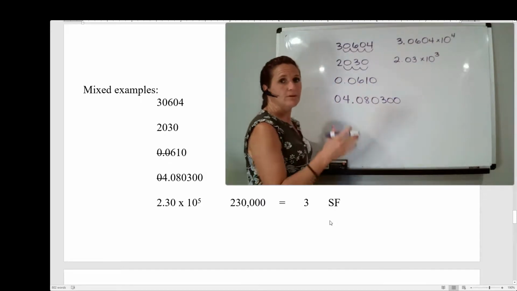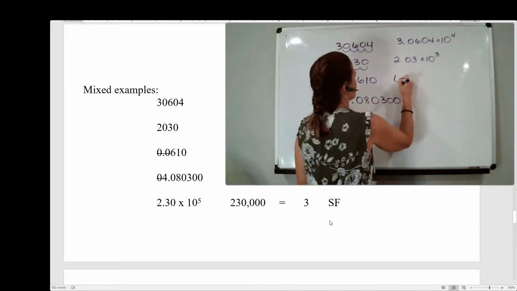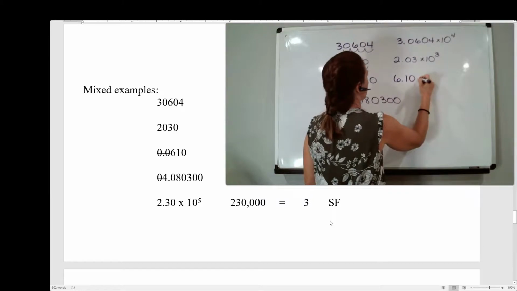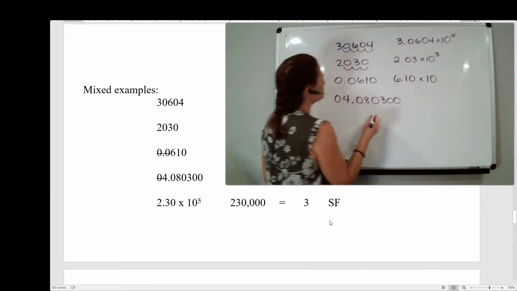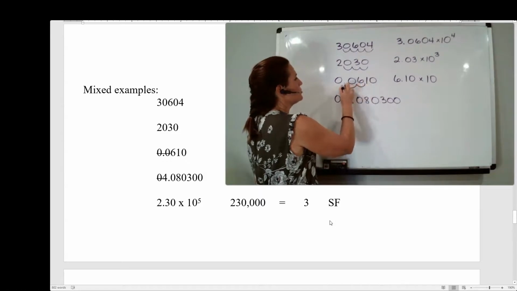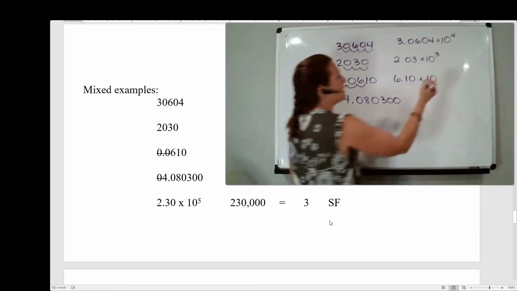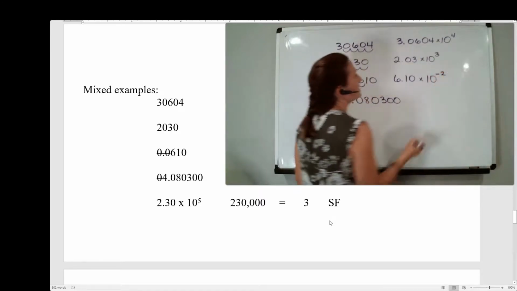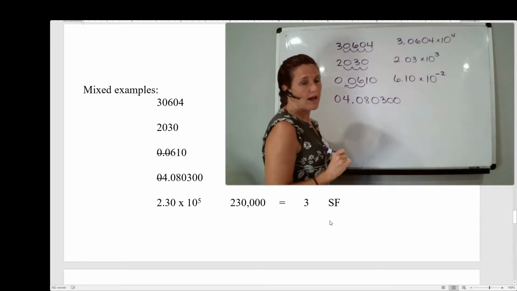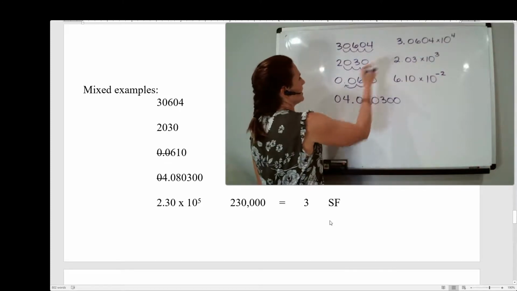Okay, next one, same thing. I'm going to make my number something between 1 and 10. So I'm going to make it 6.10. And this time, in order to move it back, I have to go 1, 2 to the left. And remember, when we take it to the left, that means that this is to the negative 2 power. Okay, so when we move to the left, we're taking it to the negative 2 power.